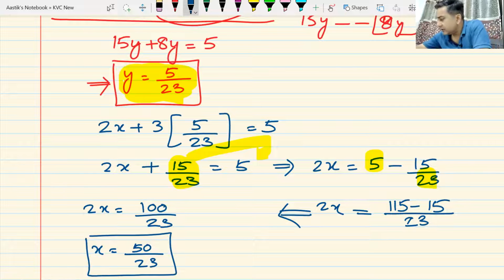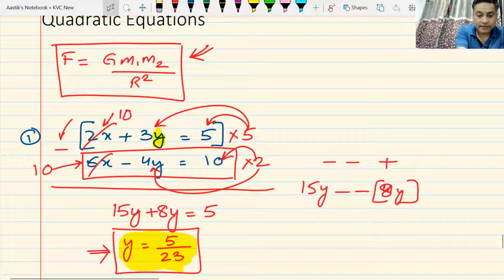Someone was asking me a question. I could not see it. Let me check. Jangiras: Sir, we have to multiply with any number. No, beta. You don't have to multiply. You cannot multiply it by any number. Remember, I am using the elimination method. And in the elimination method, I'll have to eliminate.